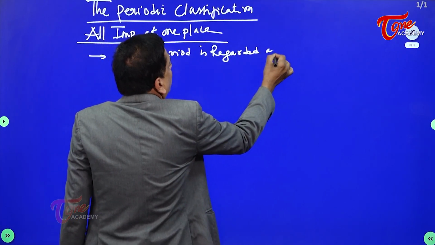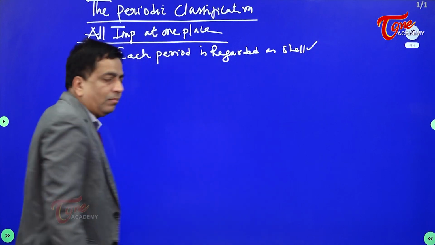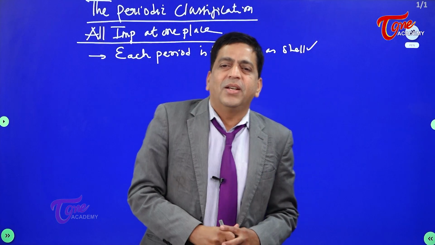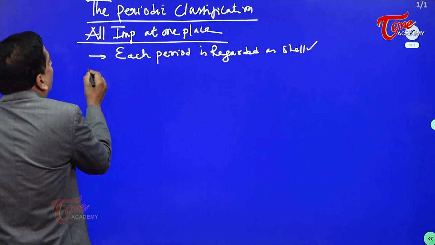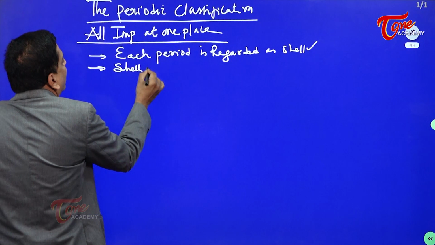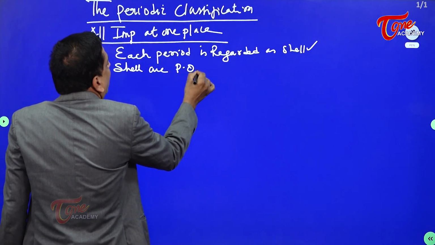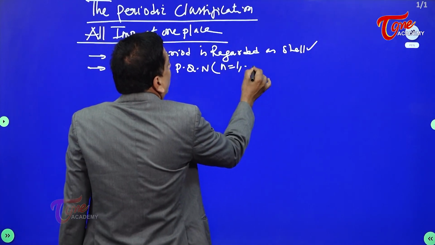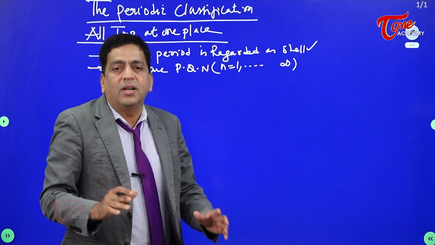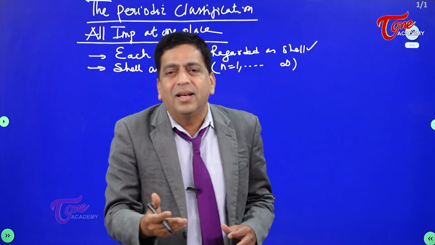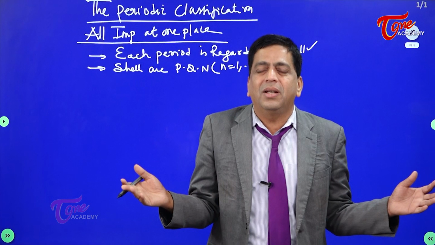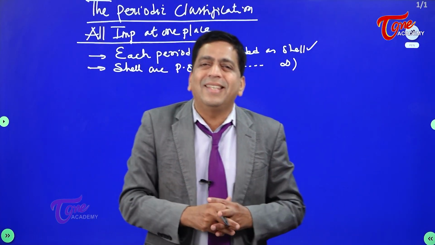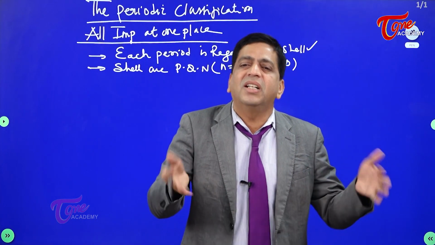basically regarded as a shell. Each period, what you see, is regarded as what? Shell. If it is regarded as a shell, then shells are designated by principal quantum numbers, PQNs, where n values start from 1, 2, 3 and go on to infinity. So it clearly indicates that when a shell is a period, you can expect an infinite number of what? Periods. But if you see the long form of the periodic table, you will see that the periods are only 7 and the 7th period itself is incomplete.